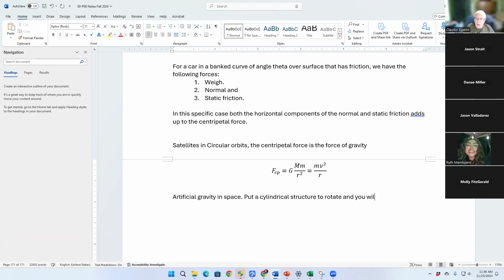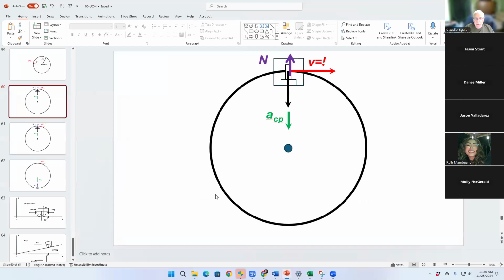And you will create artificial gravity, right? What else? mv squared over r is going to be equal to the normal. Okay, it's going to be equal to the normal. mv squared over r.